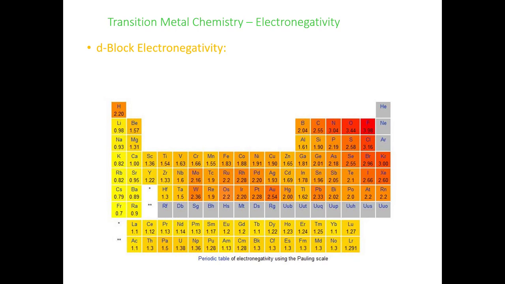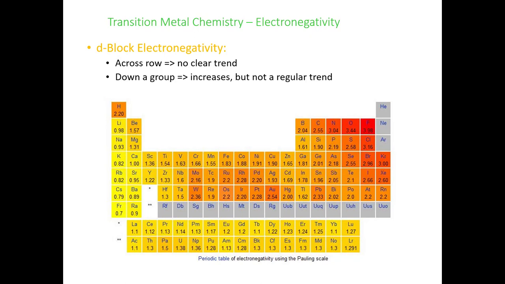Looking at the electronegativity of the transition metals, across a row, there is no real trend. I have yet to hear a clear explanation as to why this trend is so irregular. Down a group, electronegativity increases, although the trend isn't the most consistent. How does this compare to the main group trends?